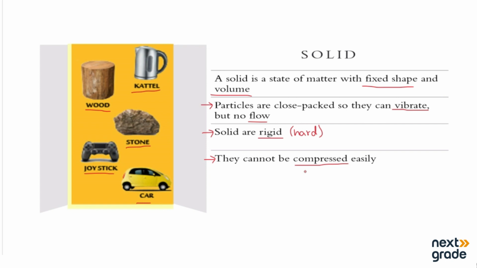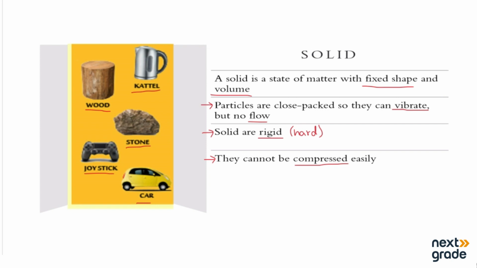For example, if you have to cut down the wood, अगर आपको लकड़ी काटनी पड़े तो आप क्या करोगे, you have to use the saw. लेकिन उसके लिए भी you have to be applying a lot of pressure in order to cut that wood. उसका लकड़ी को काटने के लिए आपको बहुत ज़्यादा pressure apply करना पड़ेगा. So this is the example of solid.